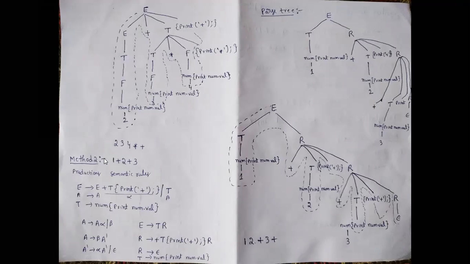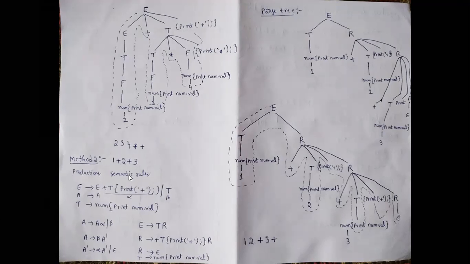So what is method 2? I already told you, in method 1 we are having different operators. In method 2 we are having the same operators. With the same operators, we have to convert an infix expression into a postfix expression by using syntax directed translation. So we are considering 1 plus 2 plus 3. This is the given expression. Then we have to convert this infix expression to postfix expression.